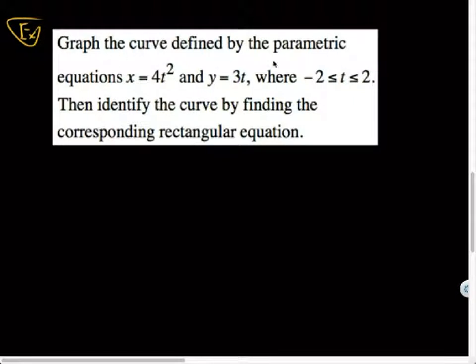So it says, graph the curve defined by the parametric equations x equals 4t squared and y equals 3t, where t is between -2 and +2. Then identify the curve by finding the corresponding rectangular equation. Ay caramba, am I right? So here's my two parametric equations, x equals 4t squared and y equals 3t, right? And I'm going to make a little table of values for t, for x, and for y.